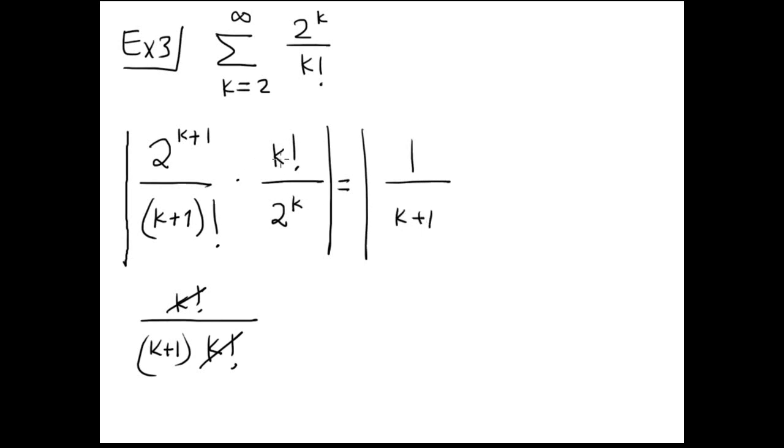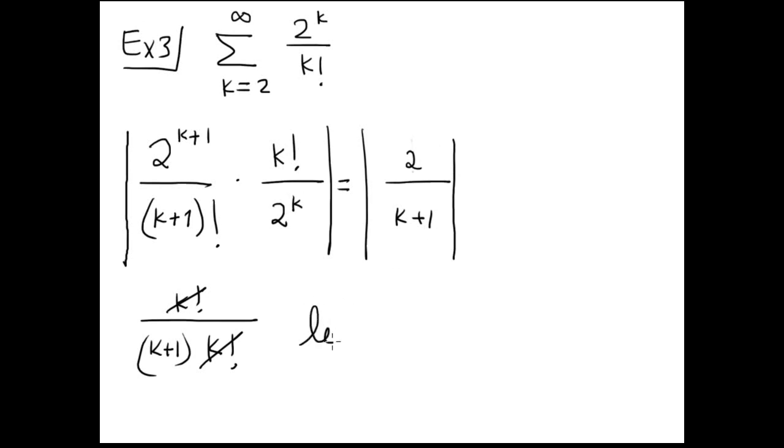What's the simplification? This and this is just 2, because 2 raised to the k plus 1 divided by 2 to the k. In a division, you subtract the exponents, and k plus 1 minus k is just 2.